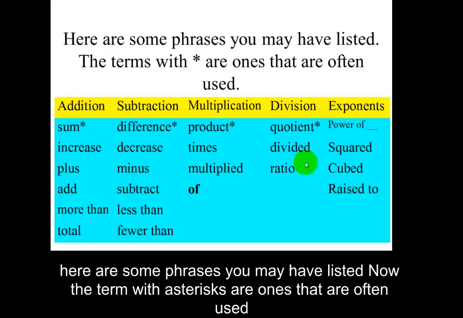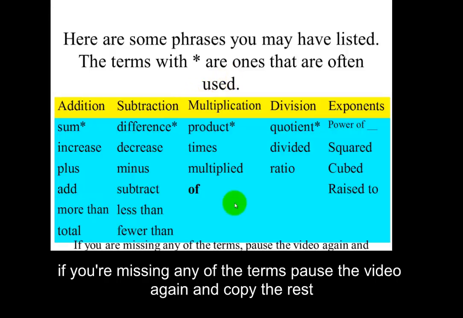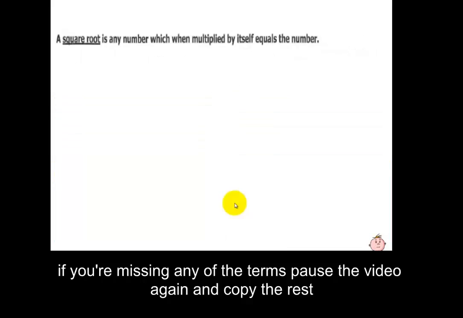Pause the video and complete the table with as many as you know. Here are some phrases you may have listed. Now the terms with asterisk are ones that are often used. If you are missing any of the terms, pause the video again and copy the rest.